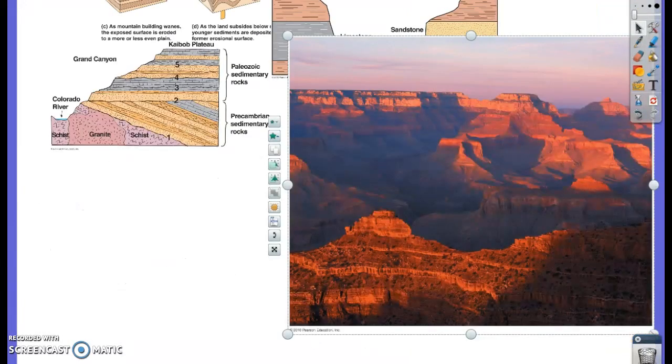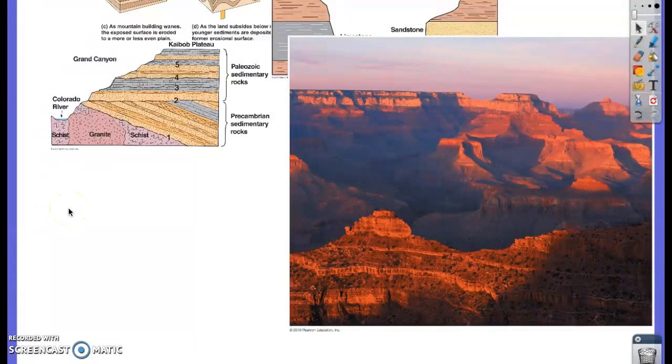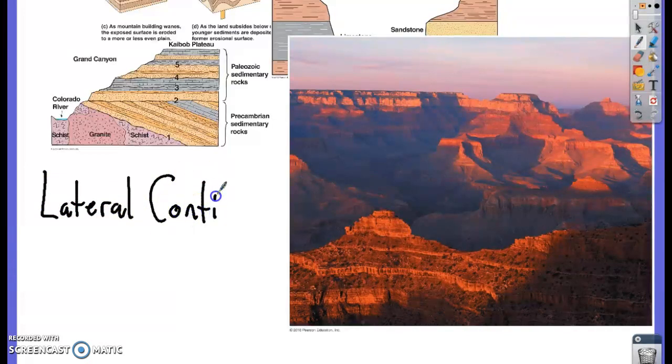Now, the first four rules apply to things that are found nearby each other, and you can see how those would work. Okay, now the next couple are a little less specific, but they're still important. And number 5 is lateral continuity. All right, lateral means side to side or all around us. So lateral continuity. When these sheets were being laid down, they weren't just being laid down in one spot.